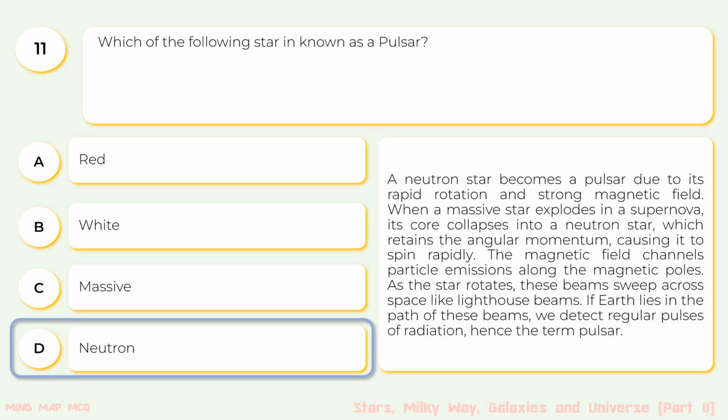When a massive star explodes in a supernova, its core collapses into a neutron star which retains the angular momentum, causing it to spin rapidly. The magnetic field channels particle emissions along the magnetic poles. As the star rotates, these beams sweep across space like lighthouse beams. If Earth lies in the path of these beams, we detect regular pulses of radiation, hence the term pulsar.